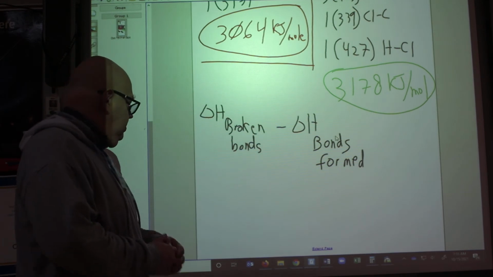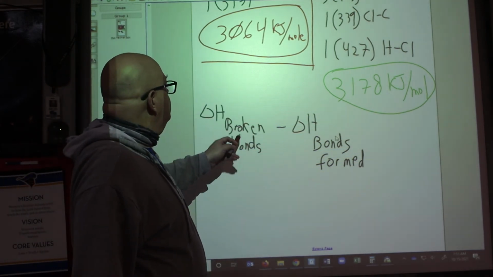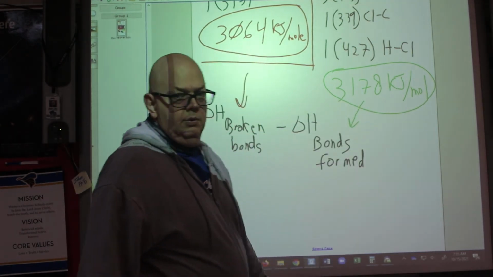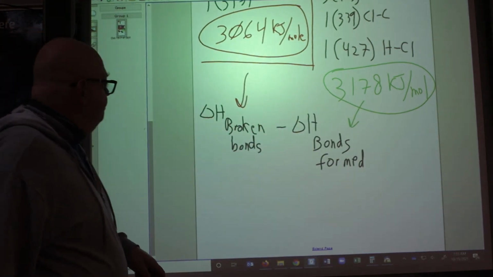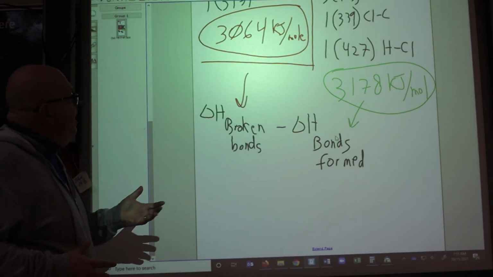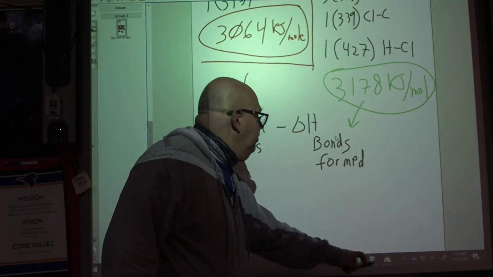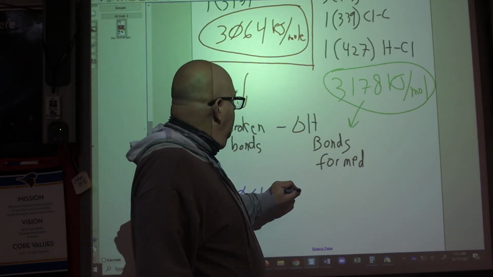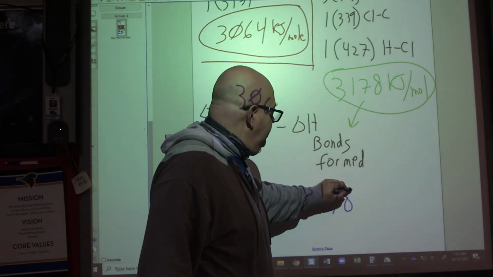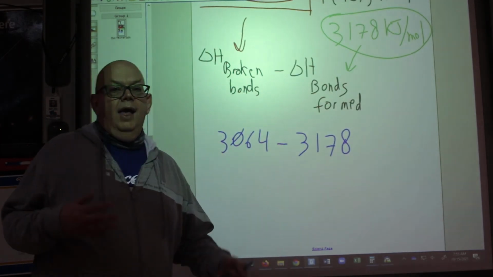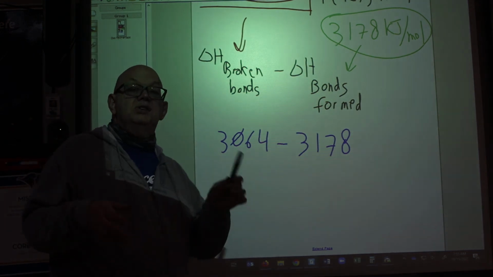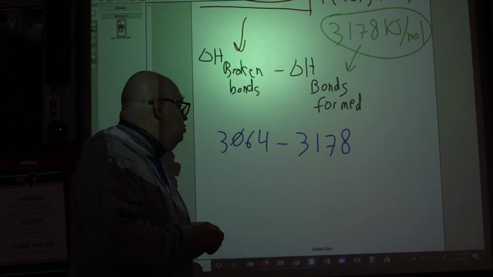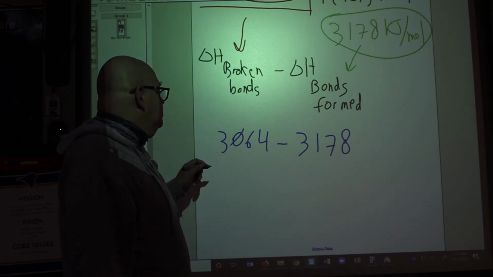Okay, let's finish this. So I'm going to take this down here. This is the broken bonds, and this is from the bonds that are formed. Okay, we went through all that. Now I'm going to say 3,064 minus 3,178. The math is relatively simple. It's just putting together the pieces, take them apart, put them back, figuring out how much energy it's going to take.